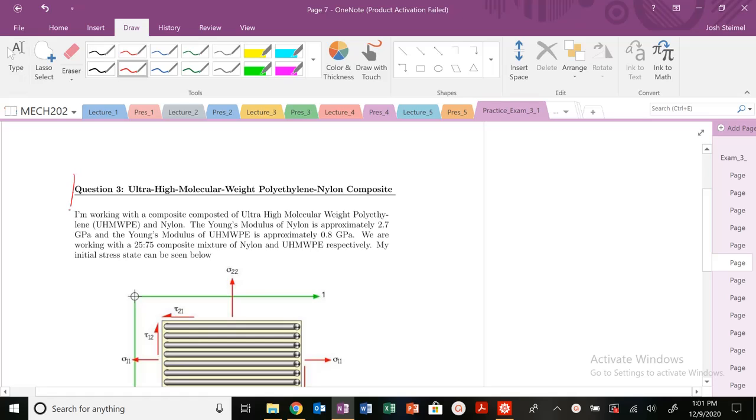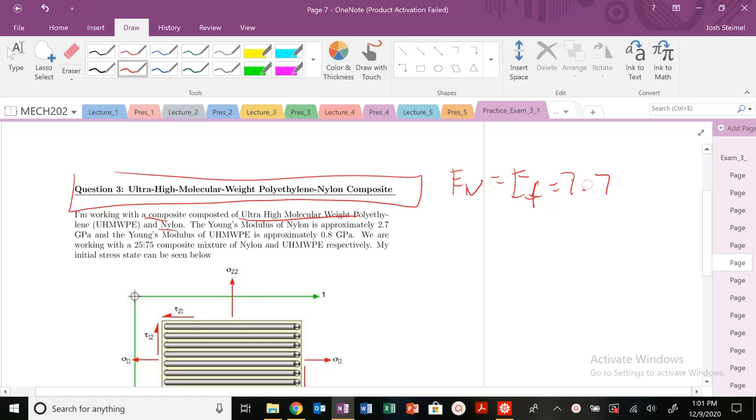Next, the third problem in this practice exam, which is an ultra-high molecular weight polyethylene and nylon composite. So we're working with a composite material made of ultra-high molecular weight polyethylene, which I'm just going to name PE, and nylon. Young's modulus of nylon, E of nylon, is 2.7 GPa, which is also going to be our fiber, because that's larger. Young's modulus of our PE is going to be the modulus of our matrix because it is smaller, approximately 0.8 GPa.